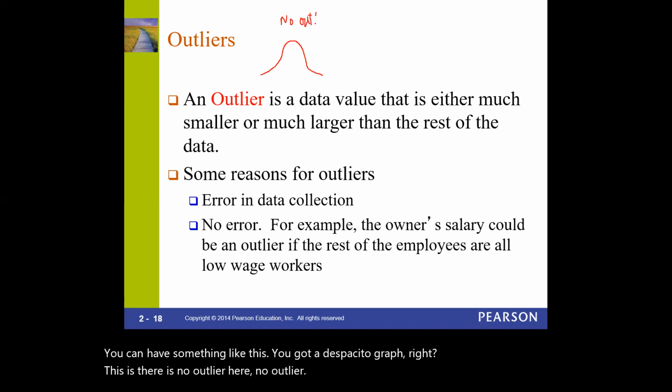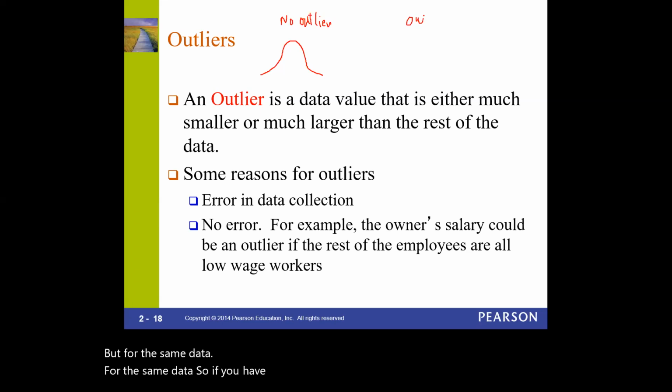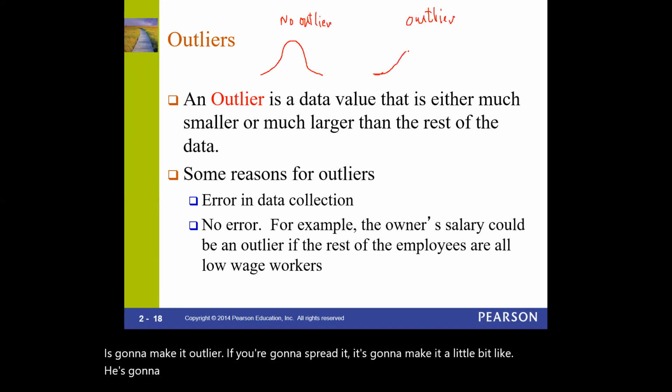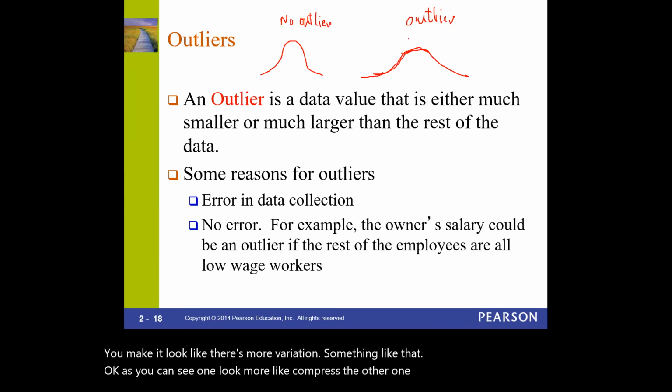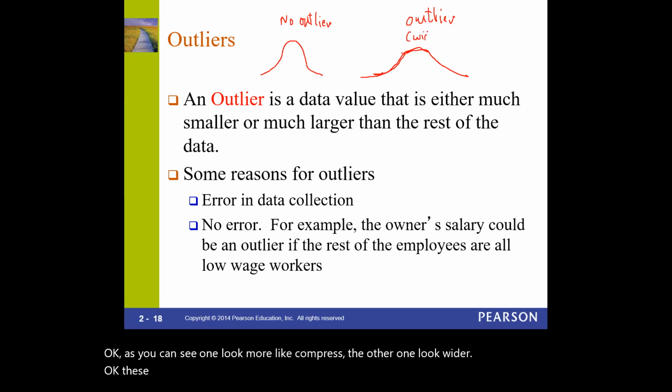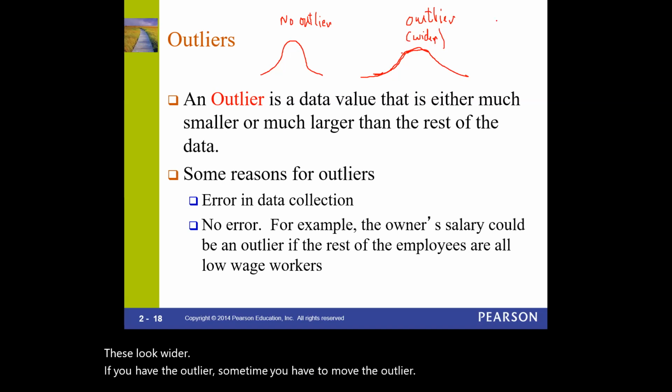But for the same data, if you have an outlier on it, it's going to spread it all the way like this. You're going to stretch it very much. You make it look like there's more variation. As you can see, one looks more compressed, the other one looks wider. It looks wider if you have the outlier. Sometimes you have to remove the outlier. We talked about it earlier today.